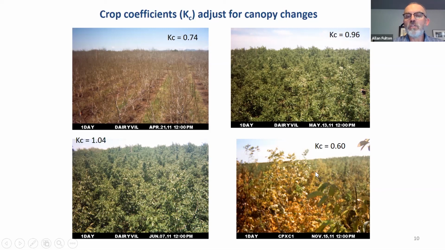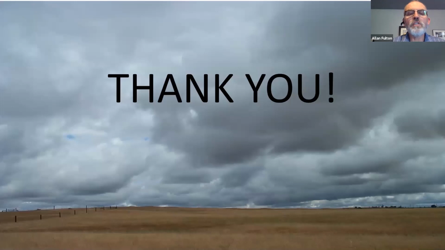And then in this picture, you can see an example for November. Crop coefficient has dropped way down to 0.6. You can see the aging leaves, the fall colors, and this corresponds with the lower crop coefficient. So this gives you some idea of the science behind these crop ET reports.